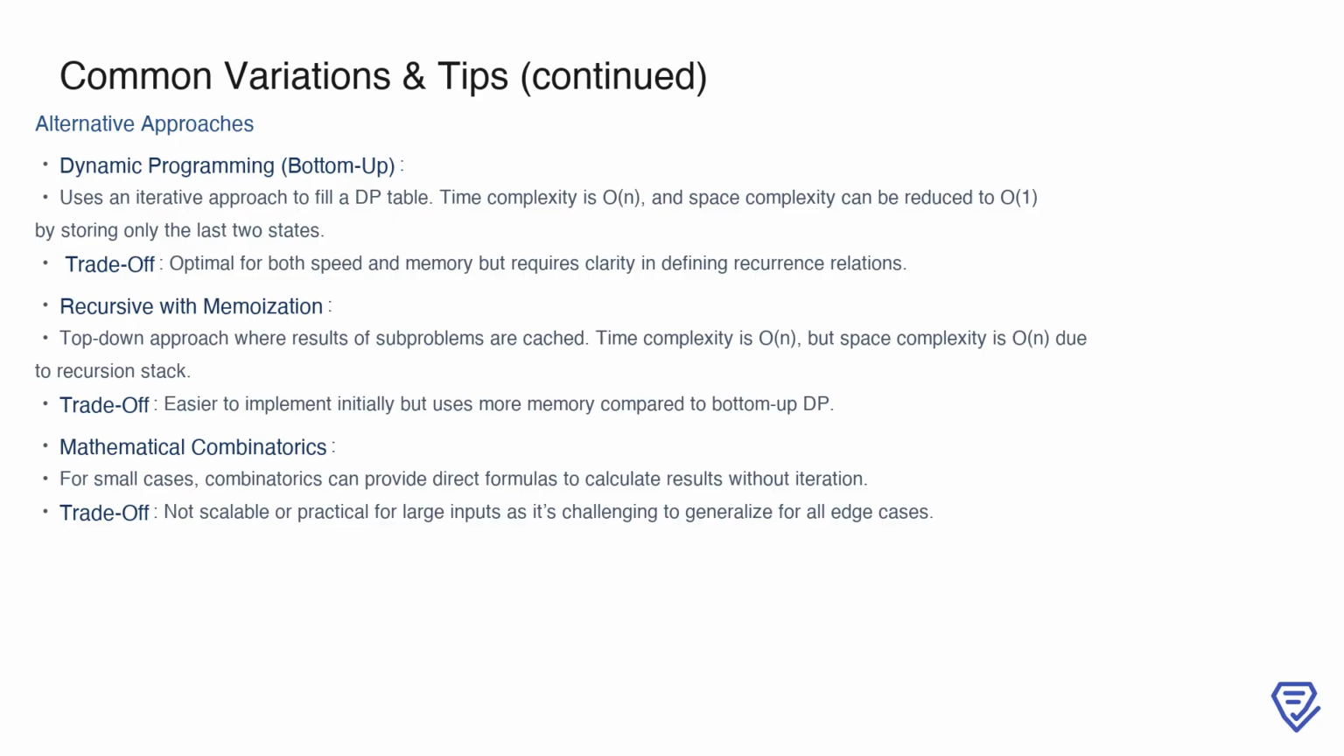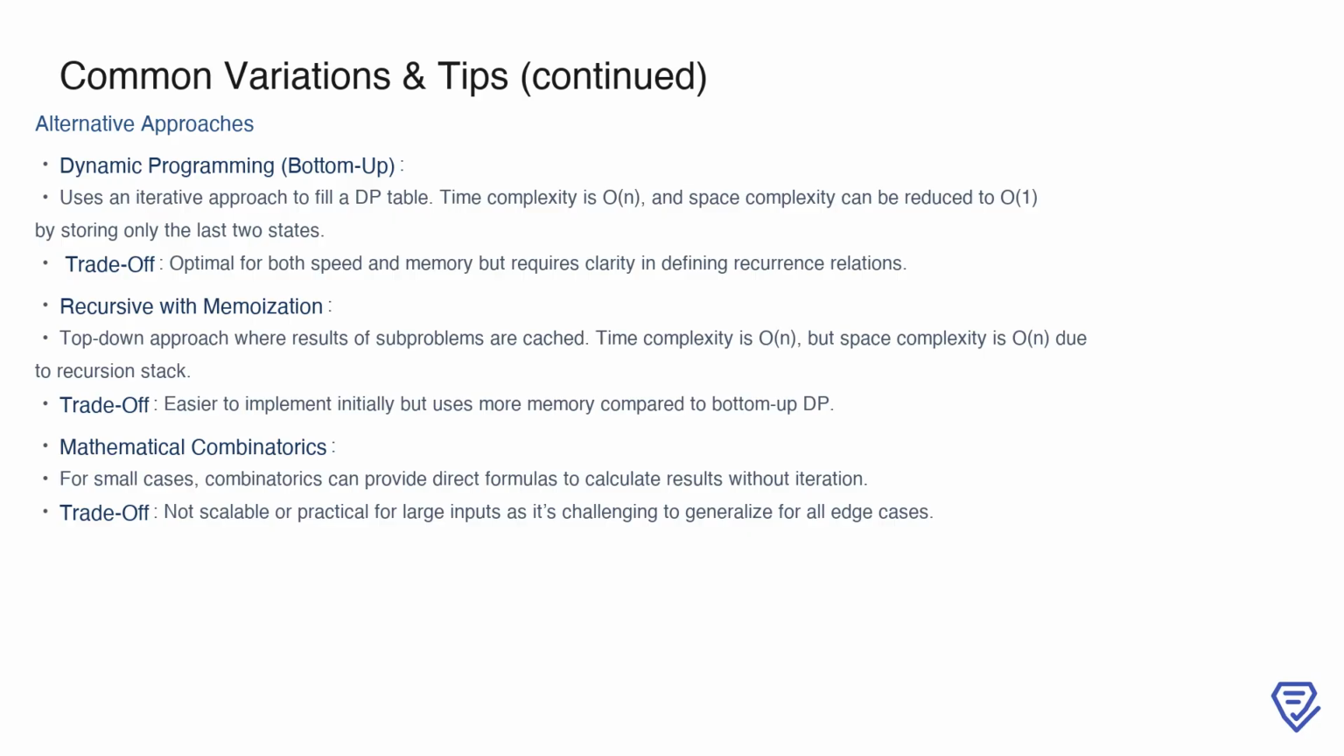There are alternative approaches to solving the paint fence problem, each with its own trade-offs. A bottom-up dynamic programming approach iteratively fills a DP table, achieving a time complexity of O(n). The space complexity can be reduced to O(1) by storing only the last two states instead of maintaining a full DP array, making it both time and memory efficient. However, this approach requires precise definitions of the recurrence relations to ensure correctness.